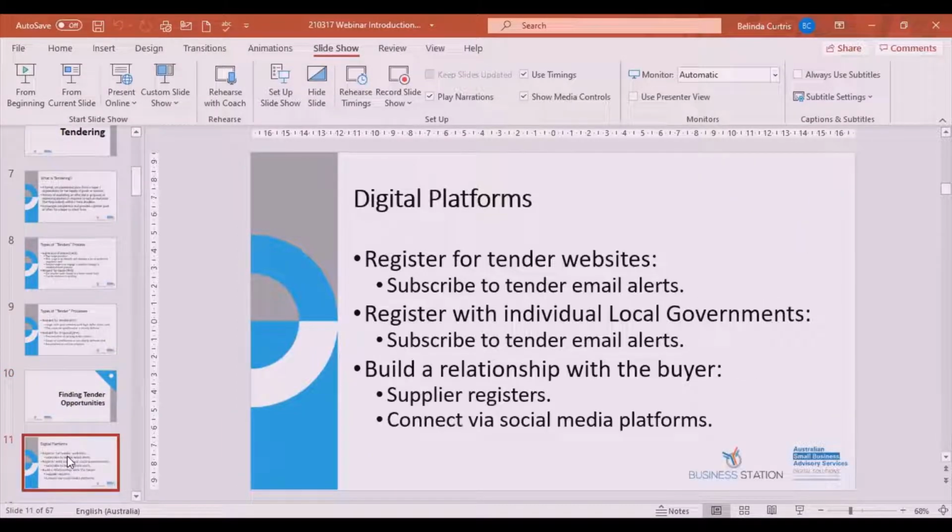There's various websites that you can access to get tenders, whether they be local government, state or federal government, whether they be private industry tenders. I'll show you those websites, but you need to register individually for those. They are free of charge. You can subscribe to receive email alerts when tenders that meet your criteria are released, and you'll get an email advising you of that. In relation to local government, you need to go to the respective local government website and look at their tender process and register individually with those.